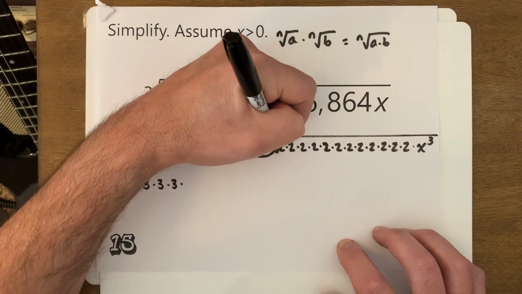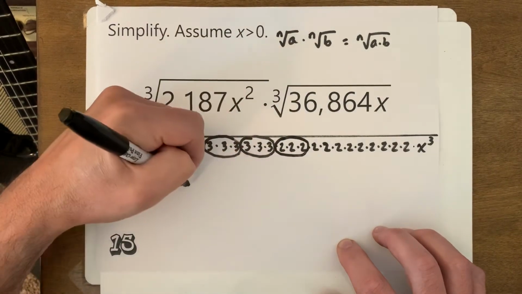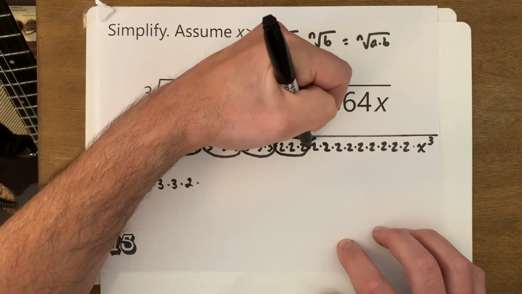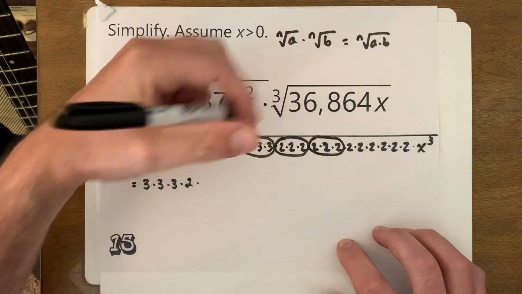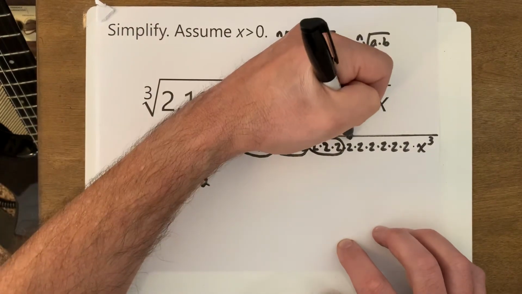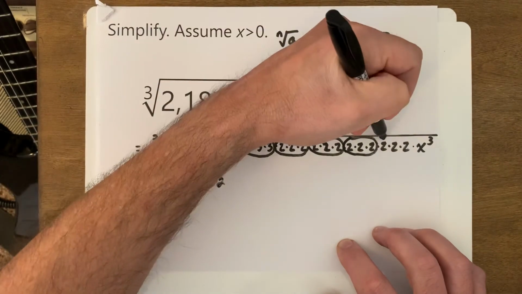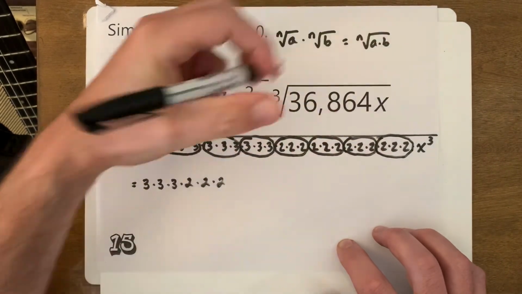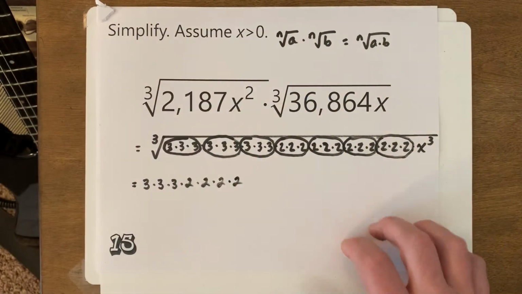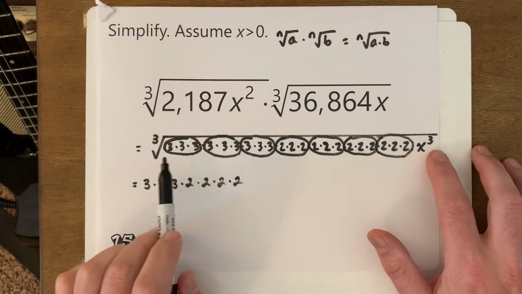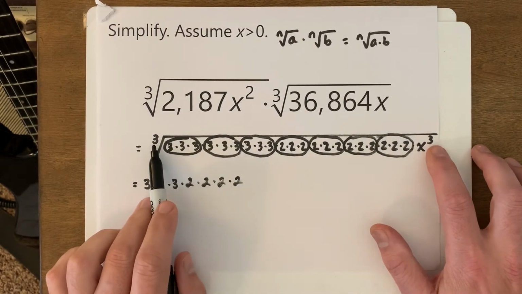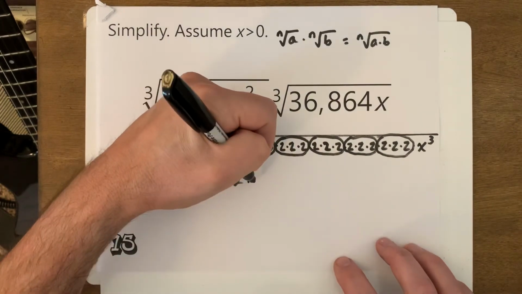Now we got 2s. Here's a group of 3 2s. Another group of 3 2s. I think I'm going to go through a whole marker just on this problem. Another 3 2s. And another 3 2s. All right, wow. The x cubed and the index here of 3 match, which means exactly 1 x is coming out.